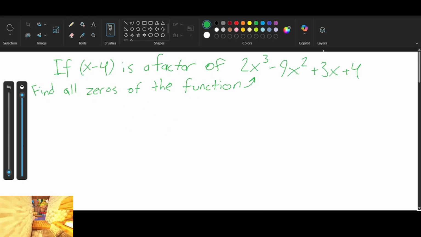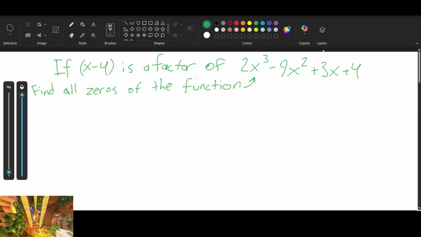But if I'm given this problem here, right? If x minus 4 is a factor of 2x cubed minus 9x squared plus 3x plus 4, and it's tasking me with finding all of the zeros of the function. I know that in order to find zeros, I need to be in factored form. But this function over here is in standard form, right? X cubed, then x squared, then x, then 4.